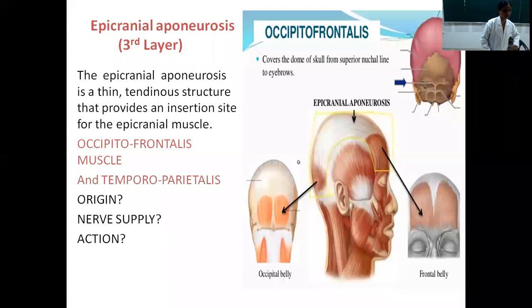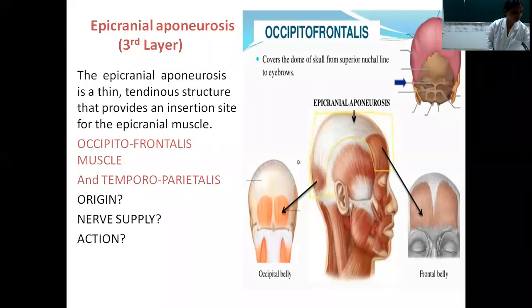Then what is the action? What is the use of this muscle? The scalp moves forward and backward by alternate contraction of the occipitofrontalis muscle. When you are questioning or surprised, transverse wrinkles appear on your forehead. By contraction of the frontalis, you can raise your eyebrows. So eyebrows are raised by the frontalis of the occipitofrontalis.